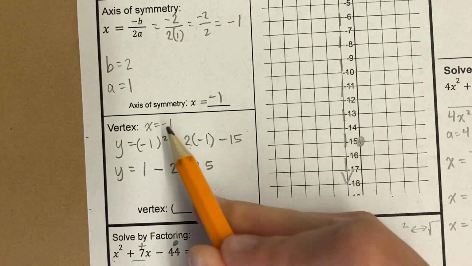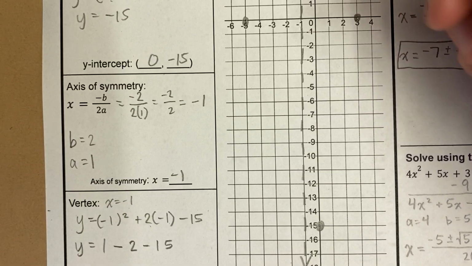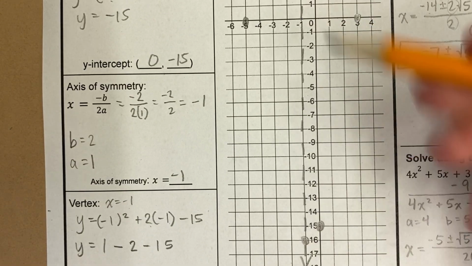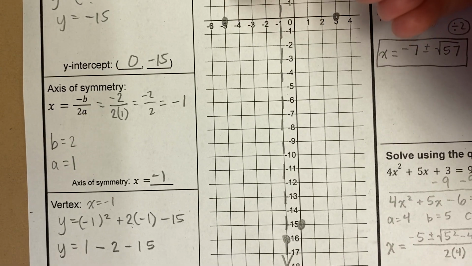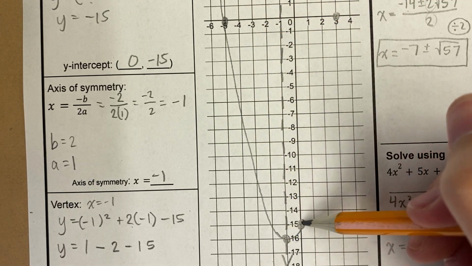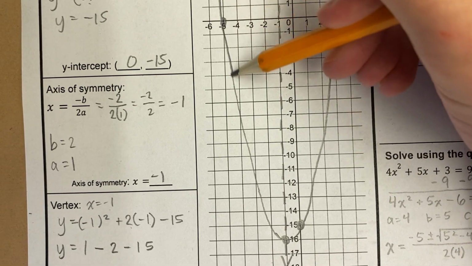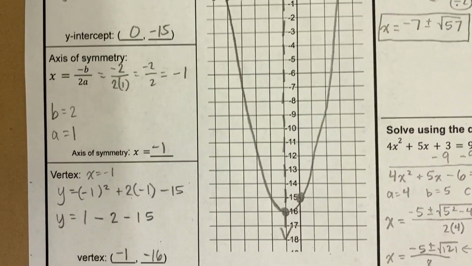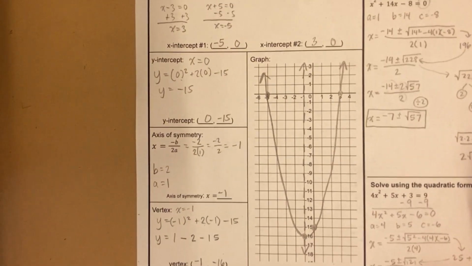Okay, and what was my x value? My x value was negative 1. So this is the point negative 1, negative 16. So that's here, negative 1, negative 16. And that's perfect, right? I can see my parabola is going to look something like this. Okay, I can make it nice and clear. And there it is. Let me zoom out a little bit so you can see the whole thing. Looks good.